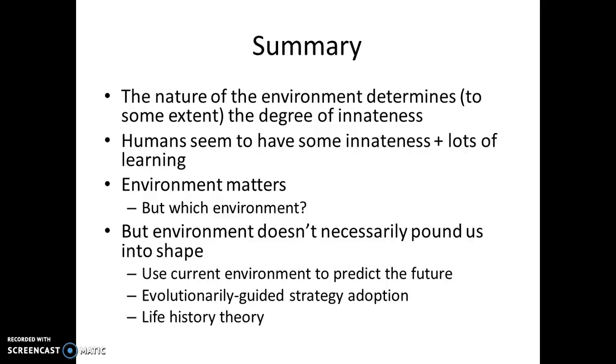Okay, so to summarise, the nature of the environment determines to some extent the degree of innateness. Humans seem to have some innateness and lots of learning. What that means is that there are some innate principles built into us, but there's a huge amount of learning. But those innate principles can also help guide learning, as we saw with babies' ability to learn about faces. Other species have less learning, which is possibly one of the reasons why we have such a long, protracted childhood compared to other species.